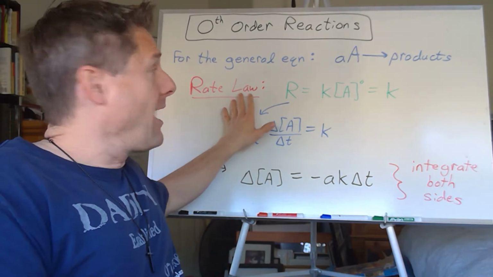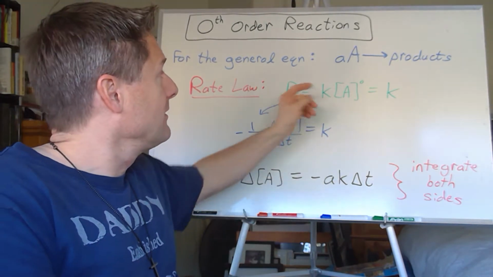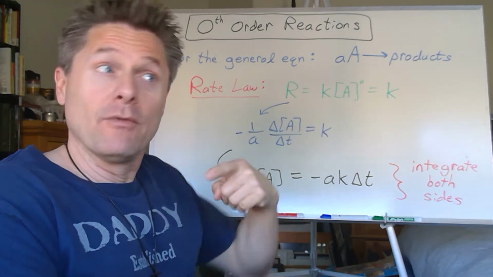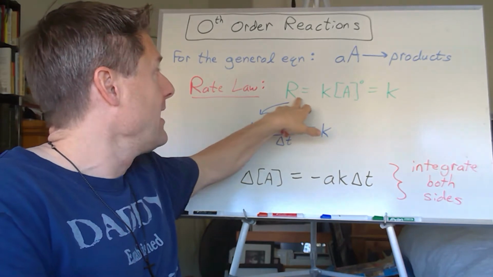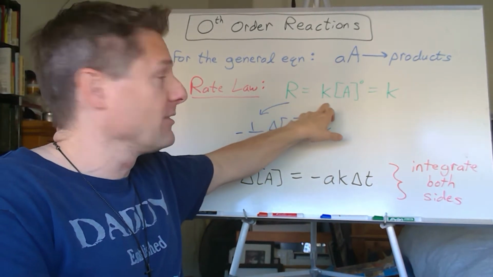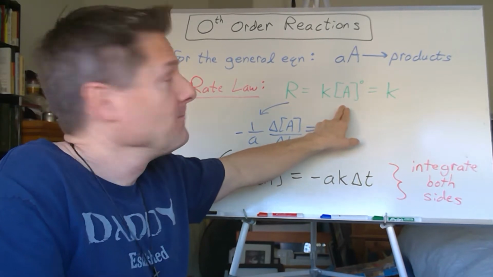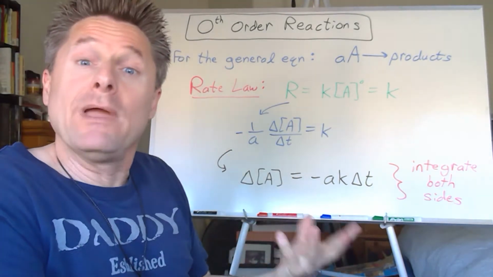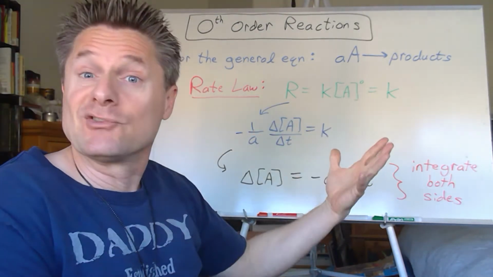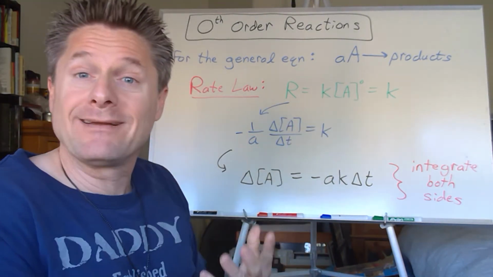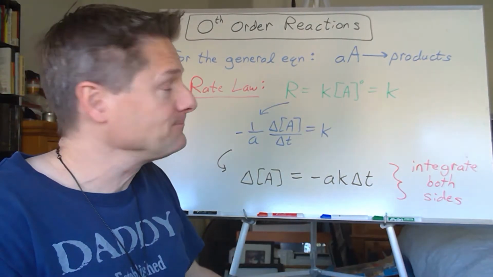We can write the rate law for that. If it is a 0 order reaction, then the exponent is going to be 0. So the rate of that reaction is equal to the rate constant times the concentration of that reactant, since we only have one reactant, raised to the power of 0. And of course, anything raised to the power of 0 is just 1, so that's just the rate constant. So the concentration term just drops out. That's kind of nice, right?